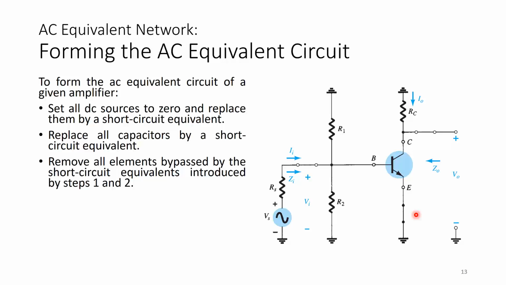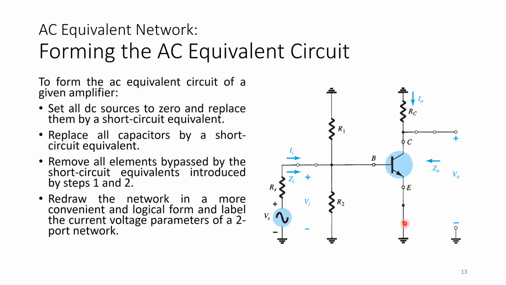Step 3: remove all elements bypassed by the short circuit equivalents introduced by steps 1 and 2. So this bypass capacitor provides a short circuit, so RE will not be present because the bypass capacitor shorts it out. Now we need to redraw this network in a more convenient and logical form and label the current and voltage parameters of a two-port network.